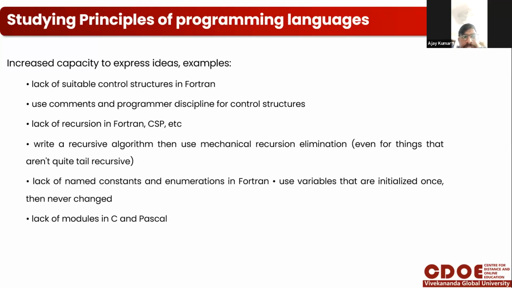Lack of names, constants, and enumeration in Fortran. Those are also key features of any language: constants and enumerations use variables that are initialized once and never changed. Lack of modules in C and Pascal is also a problem of these languages. Next, sir.